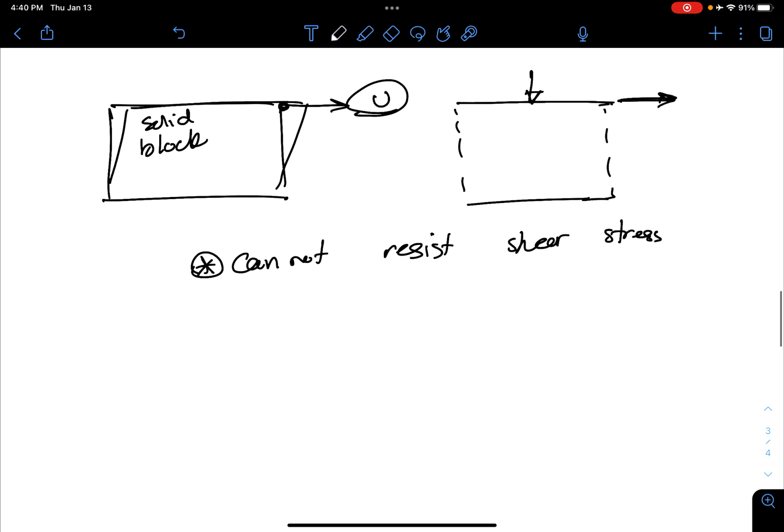Now, how can we quantify the shear stress in a fluid? Does anybody remember?